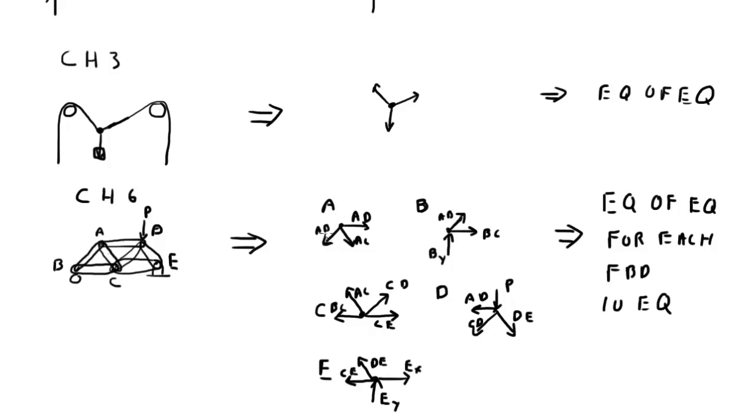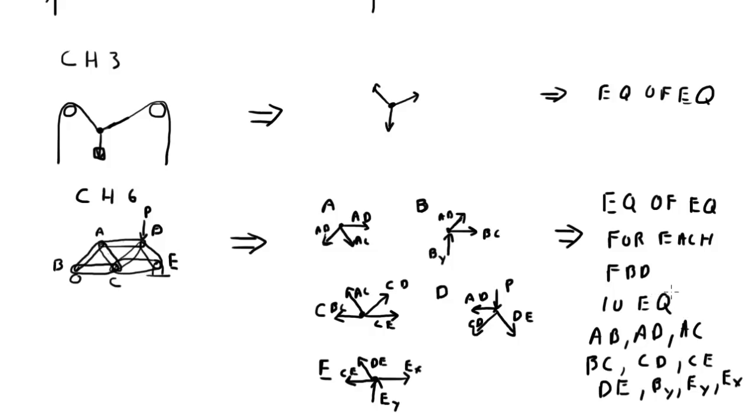Let's count unknowns. We have AB, AD, and AC. We have BC, then we have CD and CE, and we have DE. We also have BY, EY, and EX. So let's count. We're going to get 10 equations. We have 1, 2, 3, 4, 5, 6, 7, 8, 9, 10 unknowns. So now, very quickly, for something that's relatively simple, we very quickly get 10 equations and 10 unknowns.